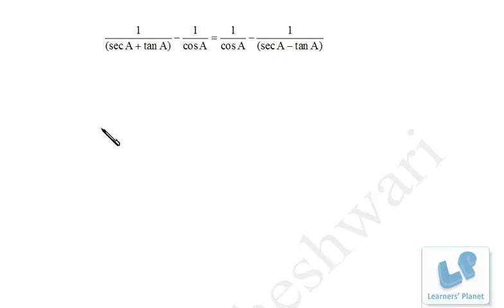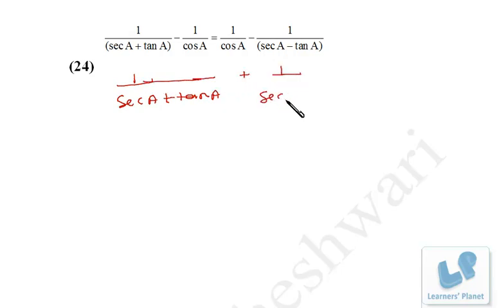Now let's take this problem. Here it is 1 upon sec a plus tan a minus 1 upon cos a is equal to this. So we make a slight modification: 1 upon sec a plus tan a plus 1 upon sec a minus tan a is equal to 1 upon cos a plus 1 upon cos a, that is 2 upon cos a, right? I just rewrite the sum like this so it becomes easy for us. Now it can be solved in just 2 steps, right?